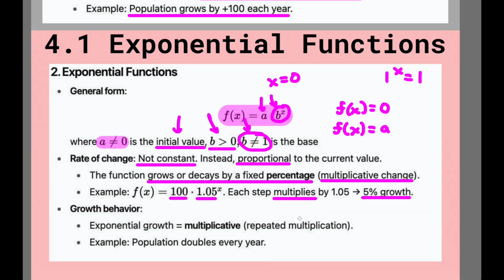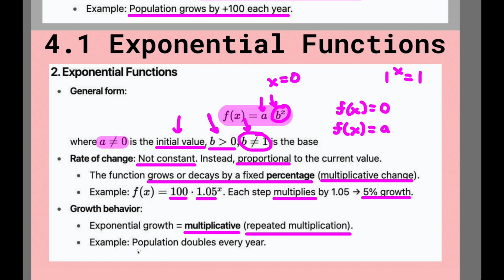If you compare that to linear functions, which we just went over, that was adding. So the big change with exponential is that you're now multiplying. So exponential growth is multiplicative, okay? Repeated multiplication, just like before when we were multiplying with y equals mx plus b, the multiplying was really just repeated adding, because that's what multiplying is. So the other one was repeated adding, this one's repeated multiplication.